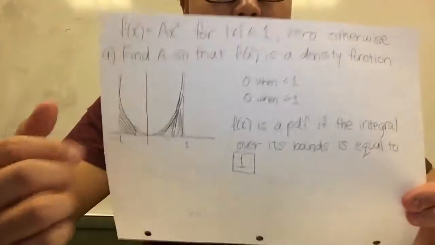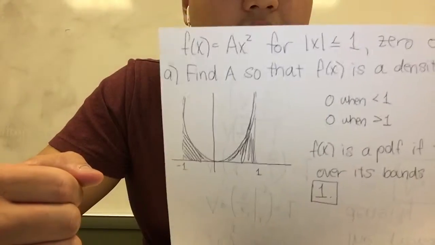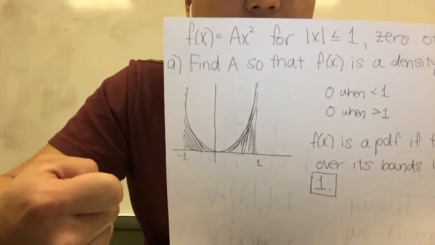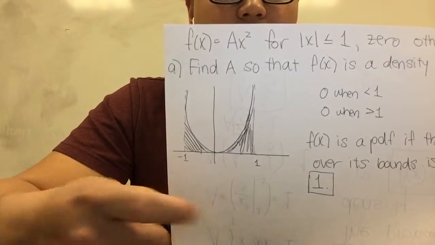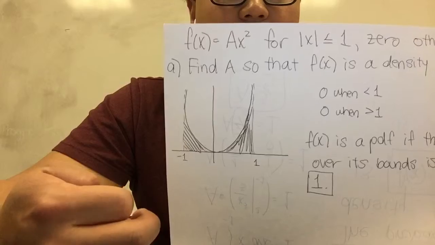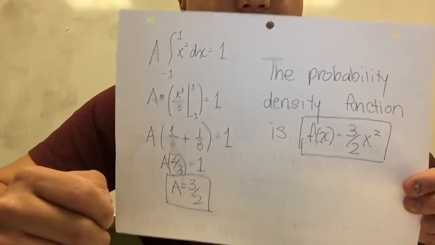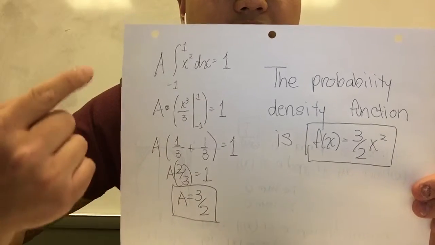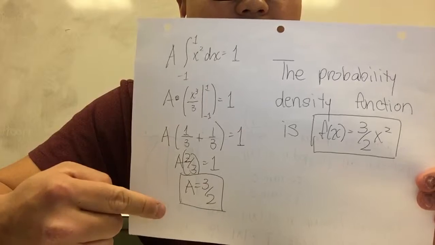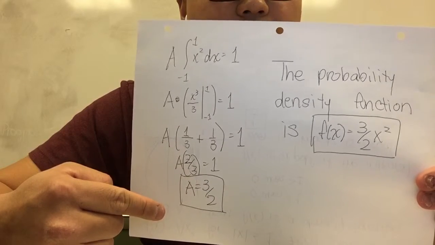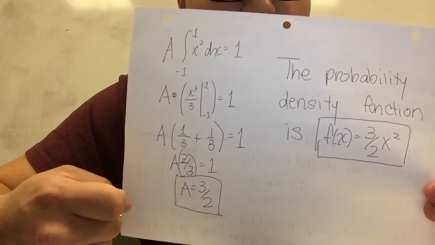So here's the graph of it. That's ax squared. Everything from -1 to 0 is shaded in, and everything from 0 to 1 is shaded in. That's your PDF. How do we know this is okay? We take the integral of it, equaling 1. We eventually arrive at a equals 3/2.